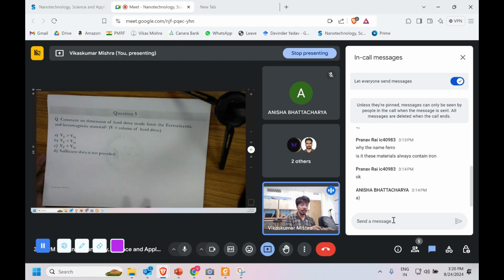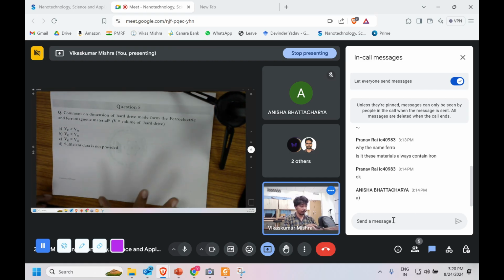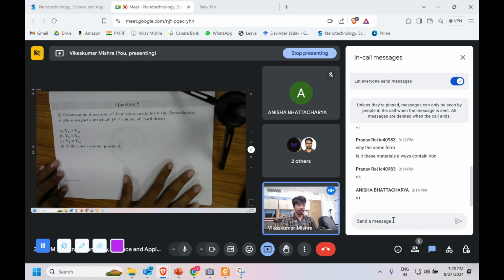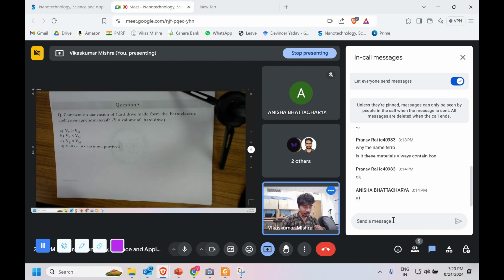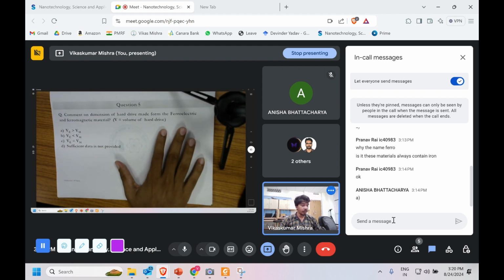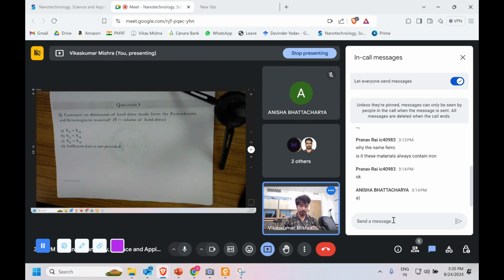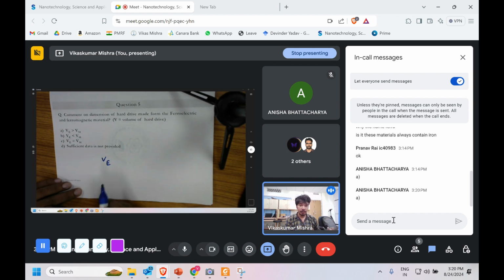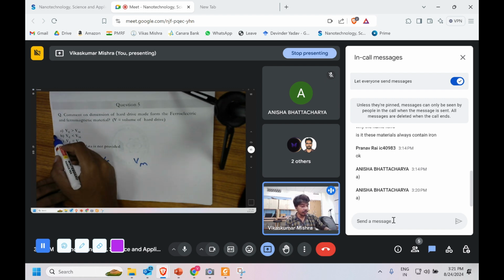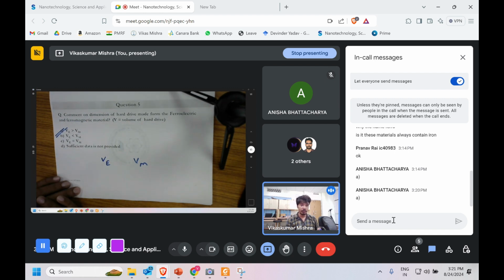Oh, this question we have already discussed, but since we have, I want you guys to answer it. The question is about the dimension of the hard drive made from ferroelectric and ferromagnetic material. VE is the volume of the hard drive made by the ferroelectric, and VM is the volume of the hard drive made by the ferromagnetic. Nisa is telling that it's option A. So the ferroelectric is the one which will have more volume, right? And that's the right answer.